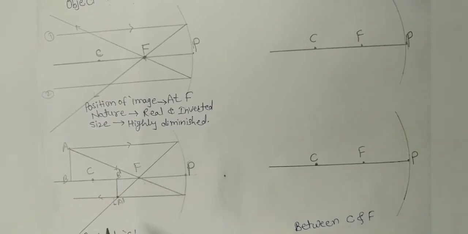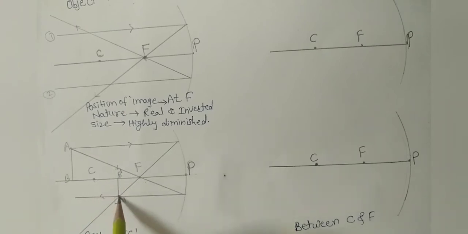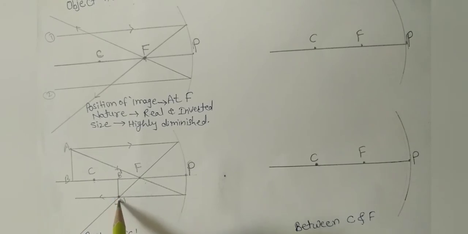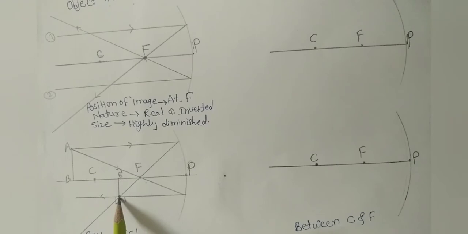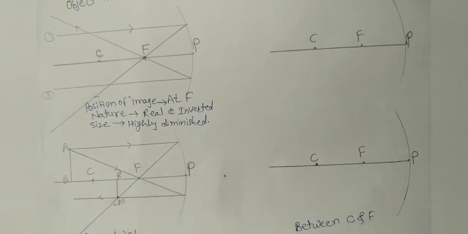Image is real and inverted as the reflected rays actually intersect with each other, so the nature of image is real and inverted. Inverted means upside down. Here we can see point A is here and its image we obtained, it is inverted. And the size of image, you can see the size of image is smaller than the object. So this is our image obtained by concave mirror when object is placed beyond C.